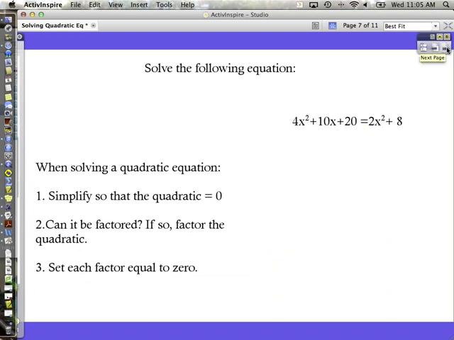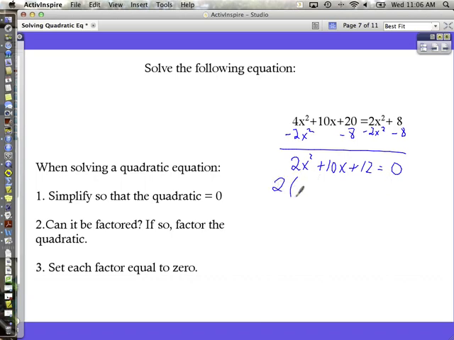Is it equal to 0? No, my quadratic's not equal to 0. So I need to combine my like terms and get it all on one side. So I'm subtracting 2x squared, and I'm subtracting 8. So I have 2x squared plus 10x plus 12 equals 0. Now I'm ready to factor. Can it be factored? Let's see. Is there a greatest common factor? Why, there is. So I'm going to factor out the 2.